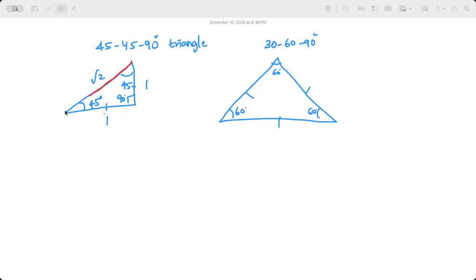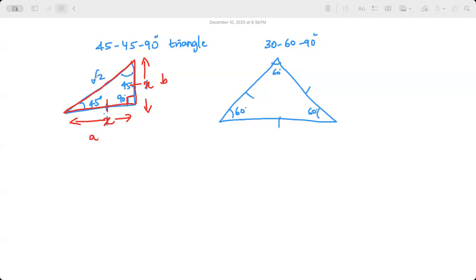Consider a 45, 45, 90 triangle. What does it mean? Let's say the length of this is x. Since it's a 45, 45, 90 isosceles triangle, the two sides are equal. So I can call this x, right? Now, the other angle is 90 degrees, so this becomes a right triangle. So apply the Pythagorean theorem.